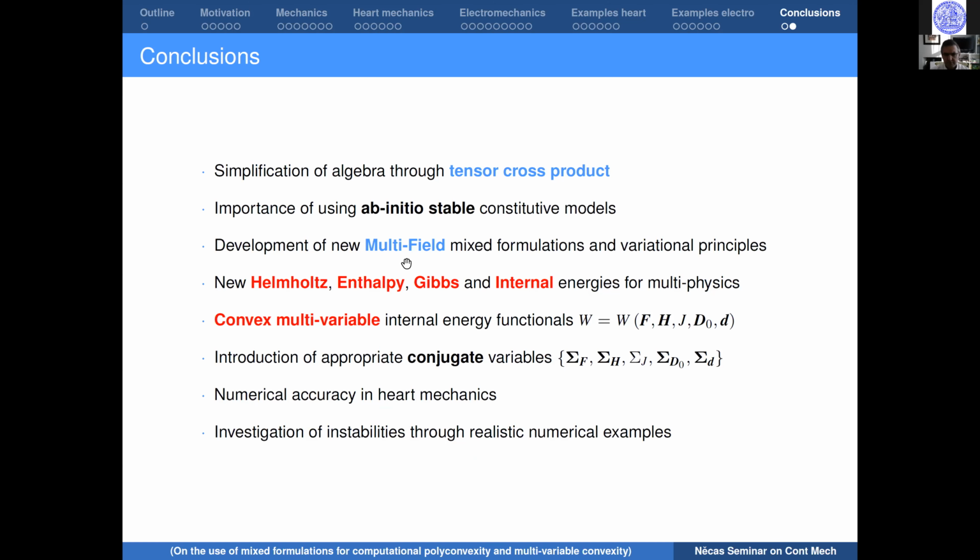We looked for different Legendre transform types, and this is why Helmholtz type, enthalpy type, Gibbs type, or internal energy type energies are feasible in the context of this research due to this one-to-one relationship between strains and their conjugate stresses. The importance of using energies that are either convex, multivariable, or polyconvex, in the general sense. And from the point of view of the importance in heart mechanics, the importance of using energies that are well posed.